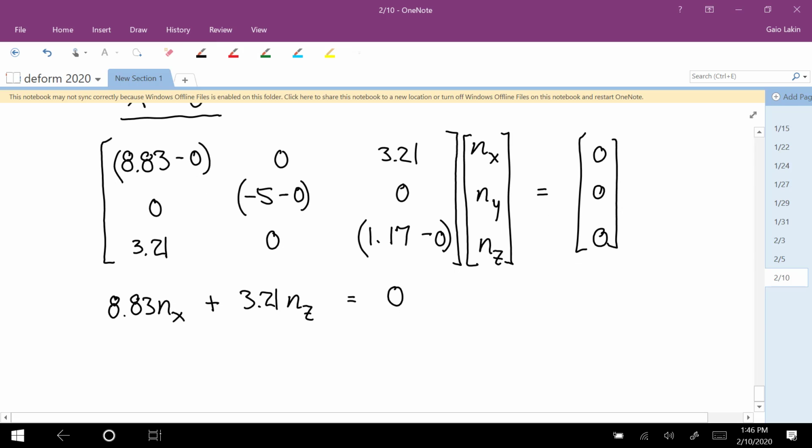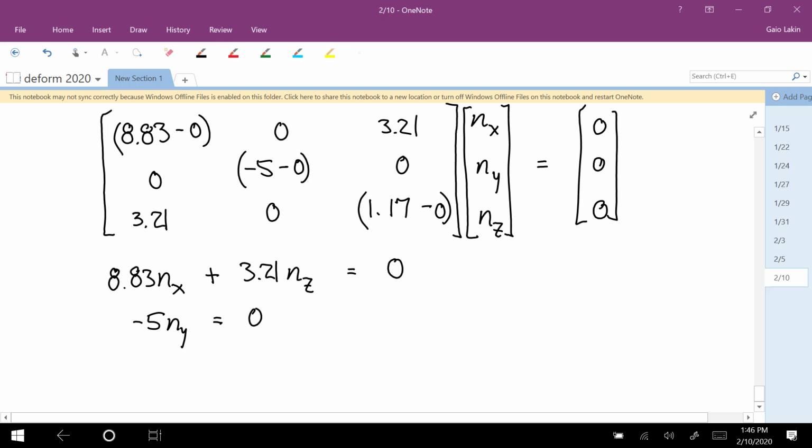The second equation, you get that -5 ny is equal to 0. And the third equation, you get 3.21 nx plus 1.17 nz is equal to 0.